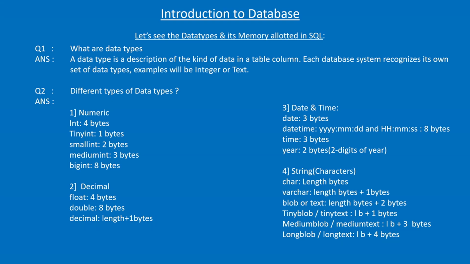A data type is a description of the kind of data in a table column. Each database system recognizes its own set of data types. Examples are integer, text, date and time, decimal.